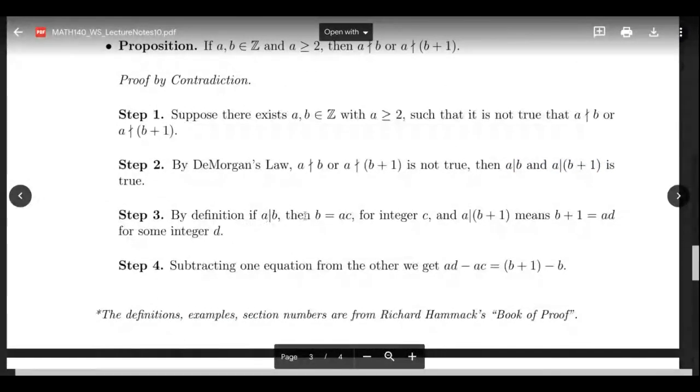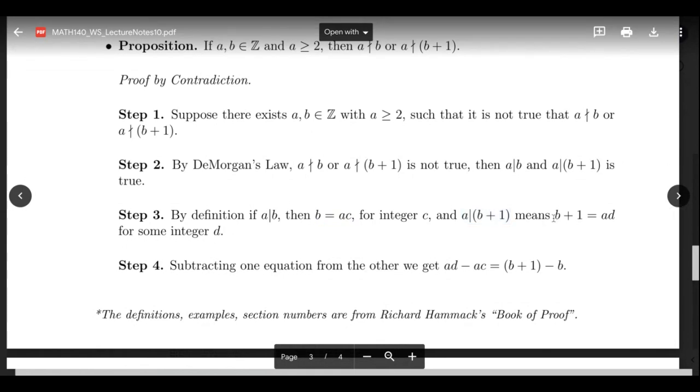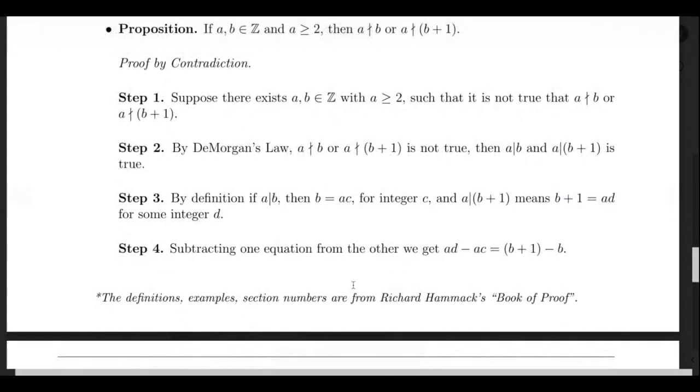So by definition, if A divides B, that means B can be written as A times another integer, let's call it C. C is an integer. And A divides B plus 1 means B plus 1 can be written as A times another integer, let's call it D. So B plus 1 equals A times D. D is another integer. Well, let's subtract those two.